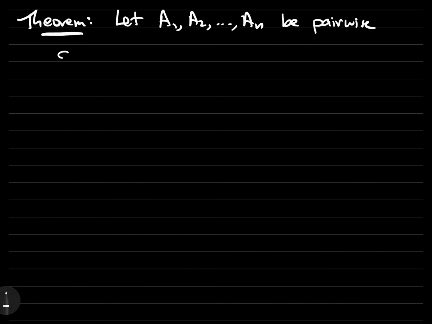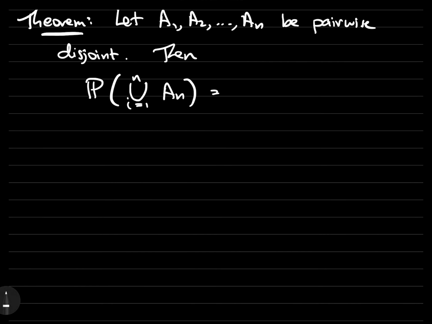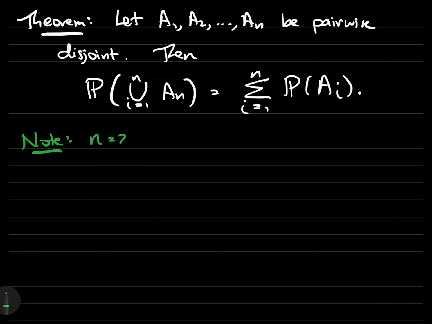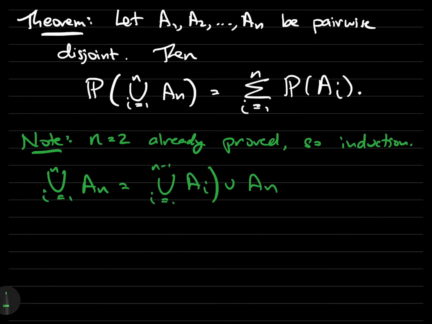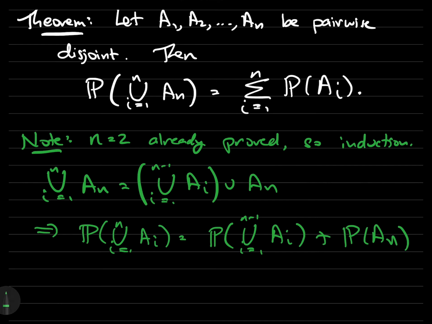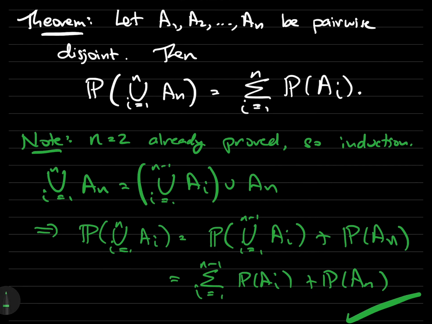We can generalize the summation formula in the previous theorem by the following. Let's assume that we have n pairwise disjoint events, then the probability of the union is the sum of the probabilities. To prove this is relatively straightforward. For the case n equals 2, we've already done this in the last theorem, and in general, we just use induction.